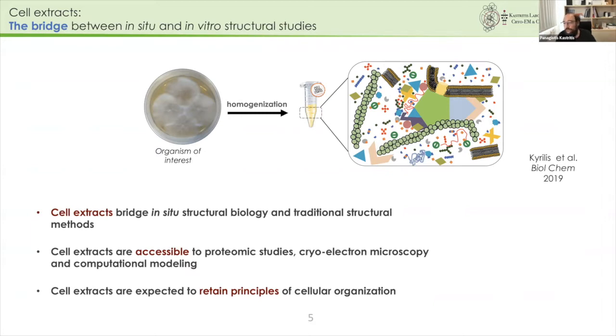And this is important because not only proteins and protein complexes might have additional subunits that you might lose in downstream purifications, but also these samples, because they are cell-free, are accessible to all physical chemical assays like proteomics studies, cryo-electron microscopy, because now you have a thin sample, and of course computational modeling from the data that you are acquiring. And also what is very important is that cell extracts are expected to retain principles of cellular organization.